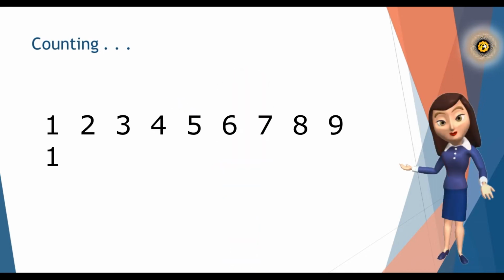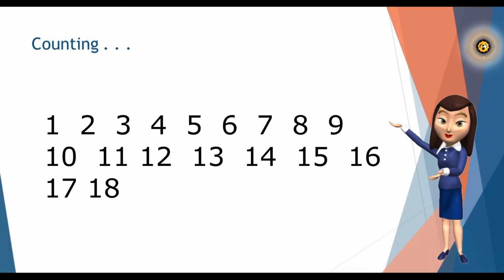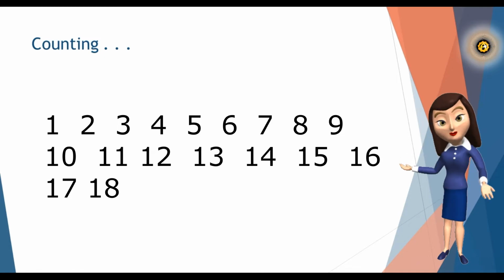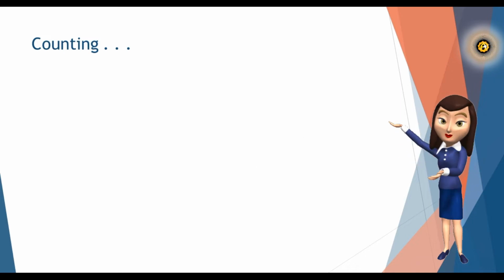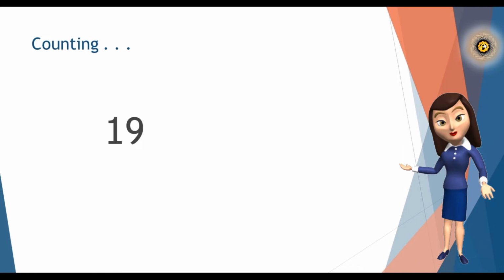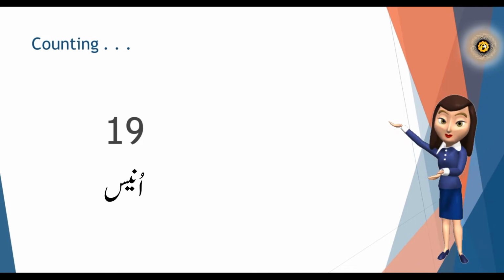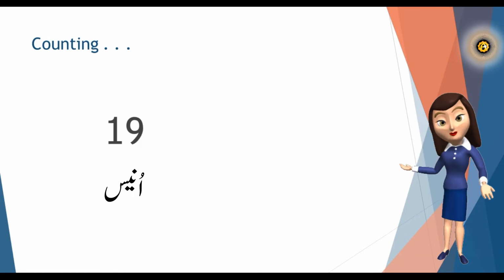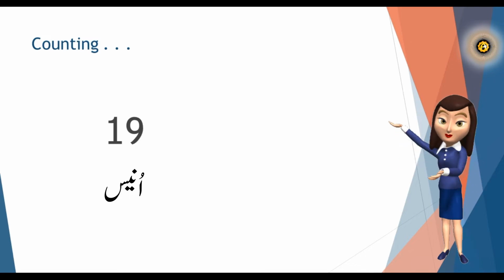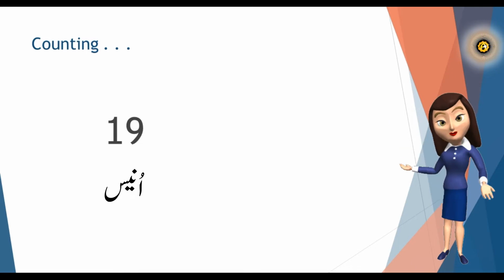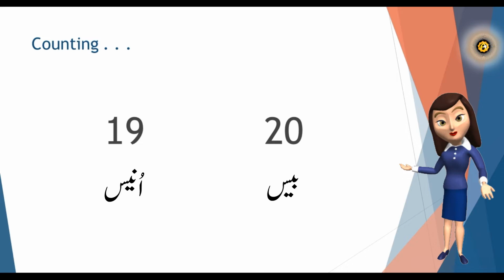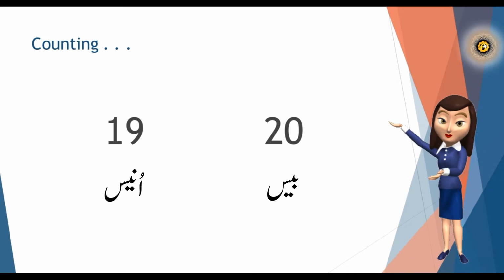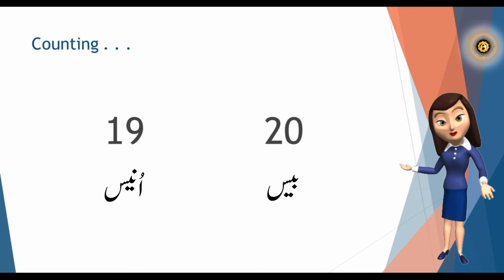Let's learn counting. We have already learned counting from 1 to 18 in Urdu. Now let's learn 19 and 20 in Urdu. In English we say 19 and in Urdu it is 19. Then we say 20 and in Urdu it is 20. Let's repeat one more time.